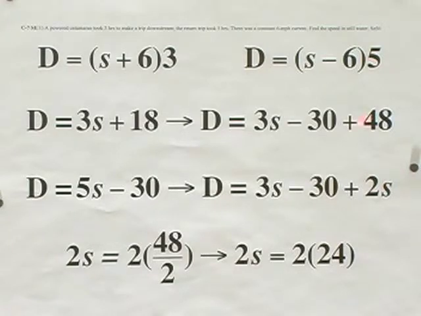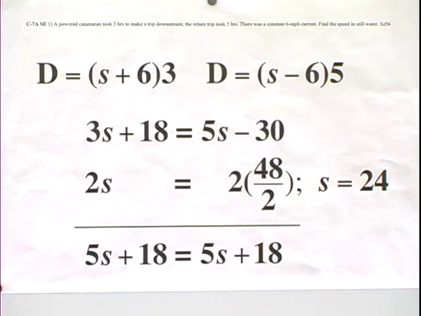At that point, you could write a 2 in front of that and put that in parentheses and then divide by 2 to match that coefficient. But I wrote it down here. 2 times the speed in still water equals, I have to match the coefficient 2, so I'm going to multiply by 2 and divide by 2. And when I do that, I get 24. 48 divided by 2. So the speed in still water is 24.